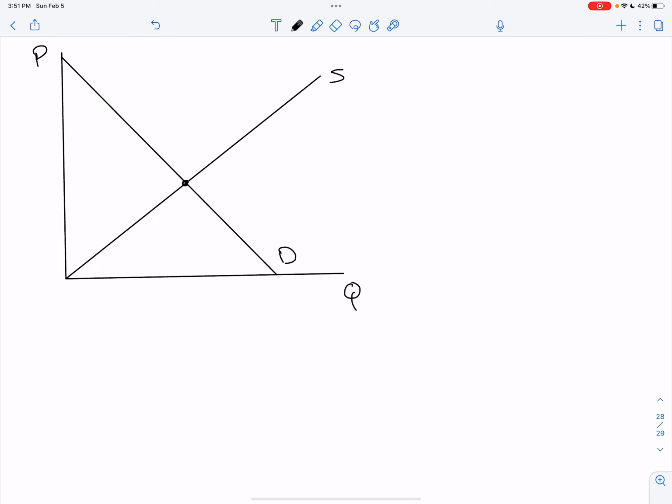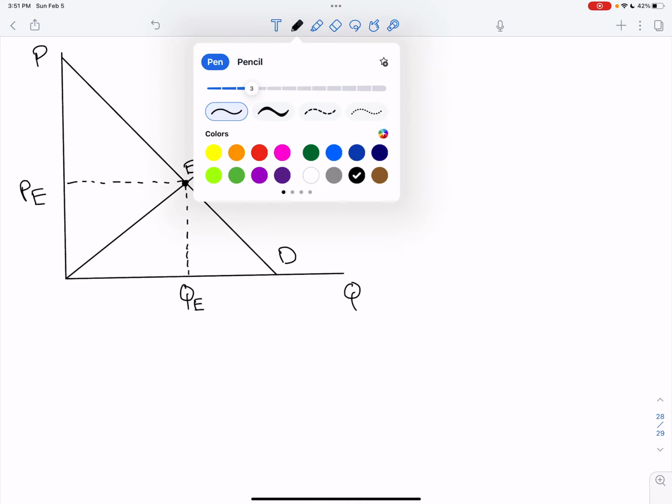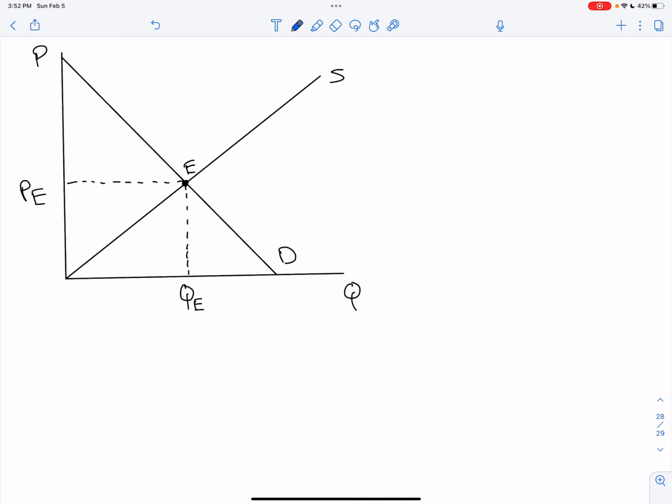So, we have our equilibrium point. Now, what happens if the government decides to impose a price ceiling? So, first of all, what is the situation before the price ceiling? You have consumer surplus here, producer surplus there, and this entire triangle here, all of that is your economic surplus, right? Okay, but now the price floor is imposed.